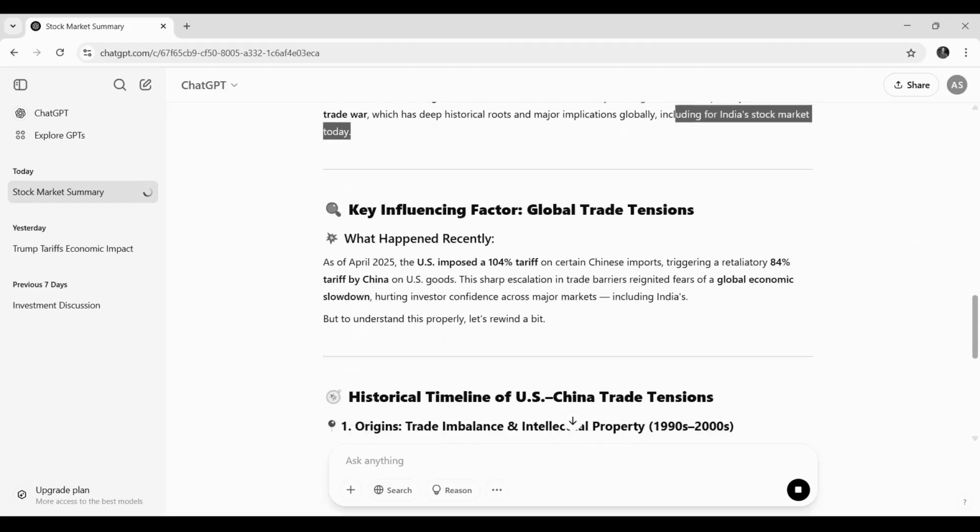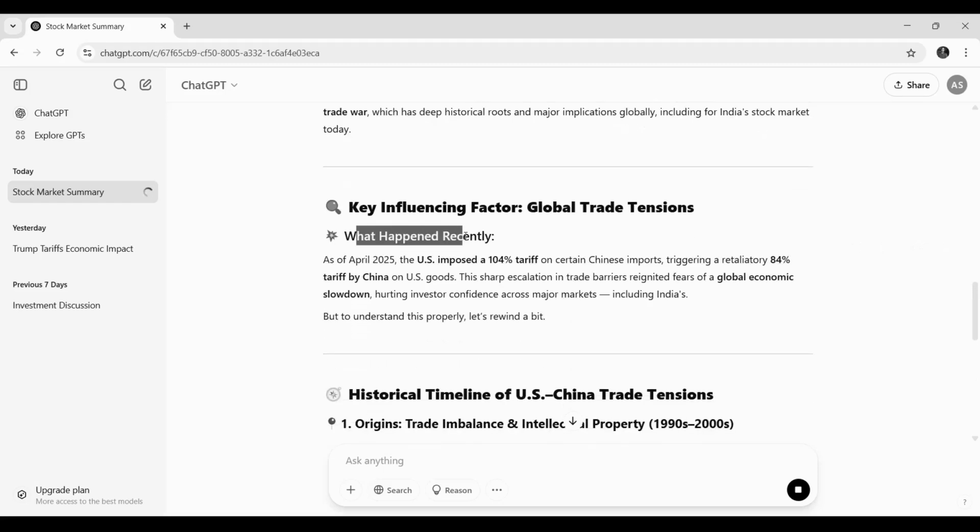Okay, so here we have, what happened recently? Key influencing factor, global trade tension. As of April 2025, the US imposed a 104% tariff on certain Chinese imports, triggering a retaliatory 84% tariff by China on US goods. This sharp escalation in trade barriers reignited fears of global economic slowdown, hurting investor confidence across major markets, including India. But to understand this properly, let's rewind a bit. So it is going to give me history here.